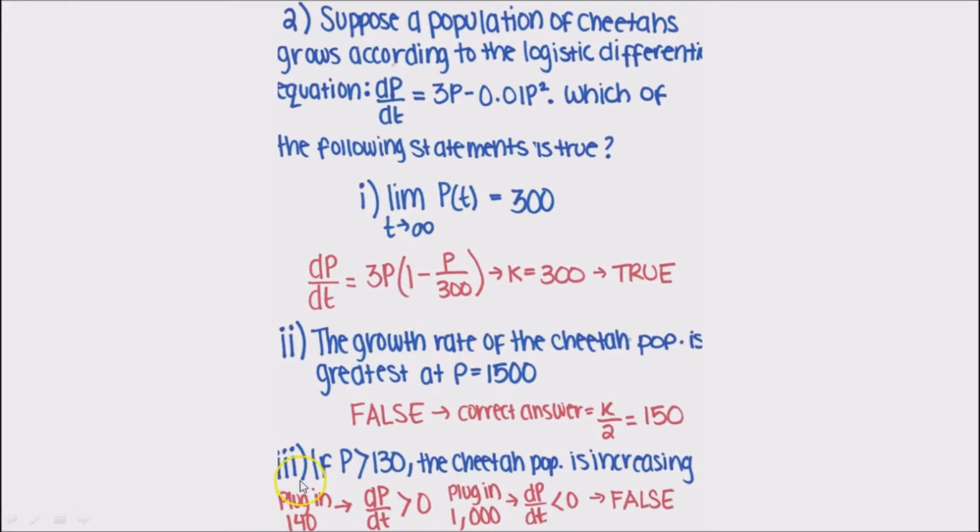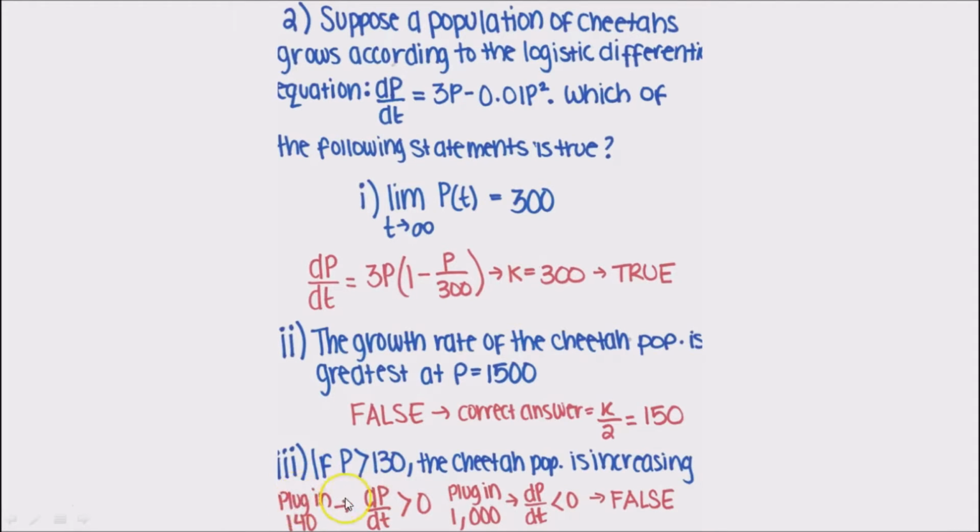So statement 3 says if P is greater than 130, the cheetah population is increasing. So we know that in order to find if the graph is increasing at a particular solution, we have to plug that solution into dP/dt and find if it's negative or positive. In this case, I plugged in a few different numbers that were greater than 130 to check this. So the first thing I did was plug in 140, where I got that dP/dt is greater than 0, so therefore the graph must be increasing.